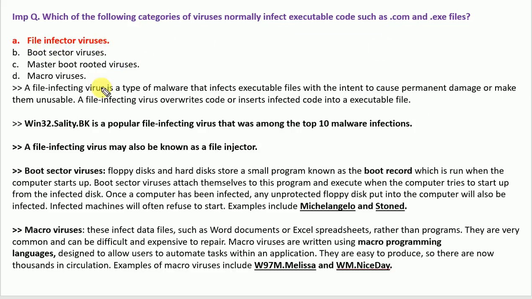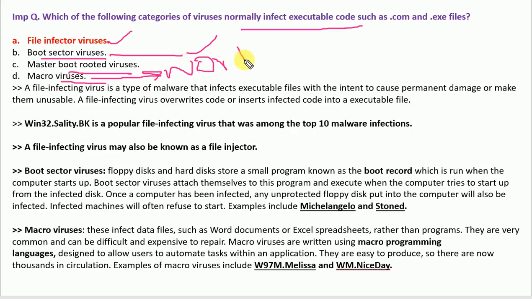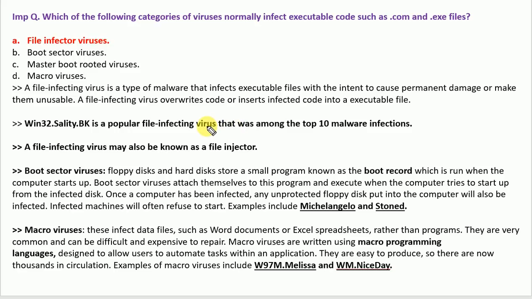Okay, so in a nutshell, let's discuss the summary. File infector viruses affect your executable code. Boot sector viruses affect the boot record or the floppy disk and the program that is used to start your computer. Master boot record viruses as well. And macro viruses, as I already discussed, affect your Word document, your Excel, your PowerPoint, such types of data files. Okay, so I think this is more than sufficient for this question. Let's move to the next question, next slide, basically.